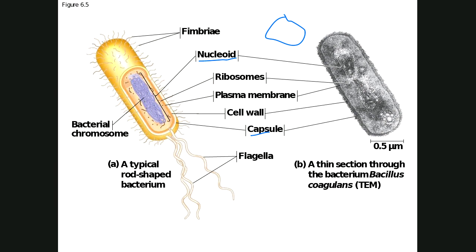There are also flagella, maybe one, maybe two, and they use those for motility, for moving around, for swimming around. This is what we call a typical rod-shaped bacteria. Bacteria come in three basic shapes: rod, round, and spiral. The organism that causes syphilis is a spiral-shaped bacteria.